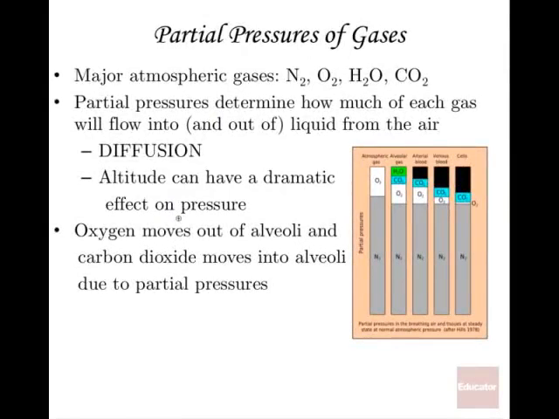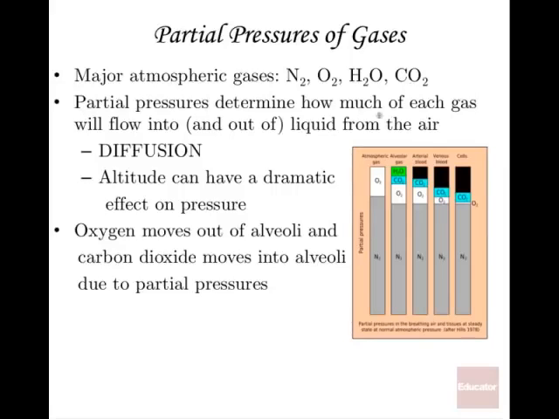Partial pressures of gases is what actually gets gas in and out of the alveolar sacs in your lungs, and getting it into your lungs for that matter. The major atmospheric gases, if we look at the big four: nitrogen gas, oxygen gas, water vapor, and carbon dioxide. Nitrogen gas is about 78% of the atmosphere. Oxygen gas is close to 21%, and the rest is these two and other ones that make up a tiny percentage of the atmosphere, like argon, etc.